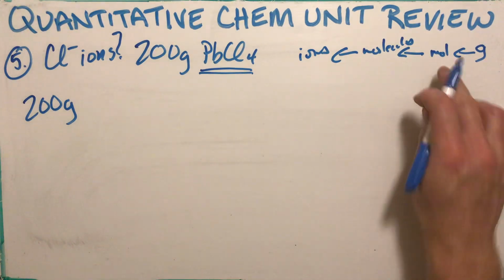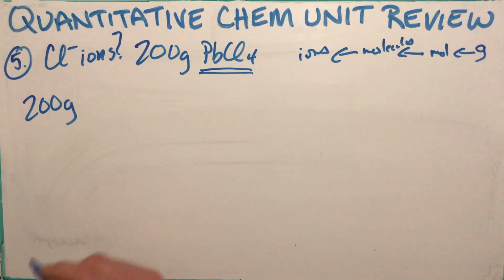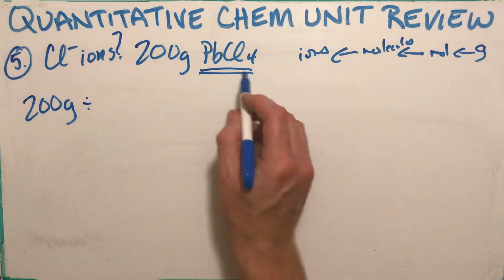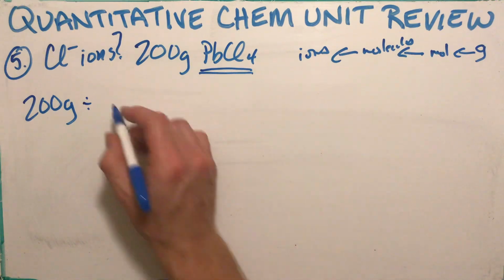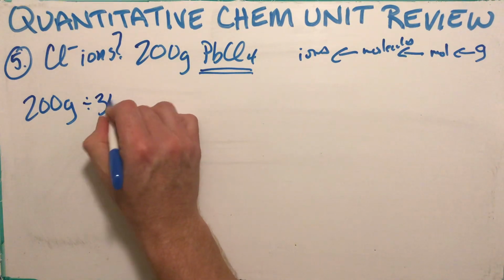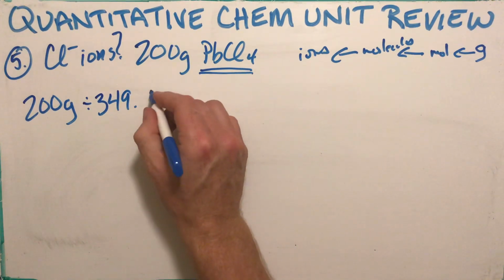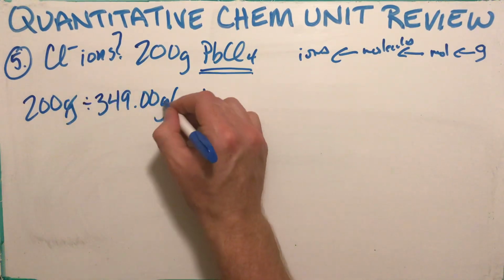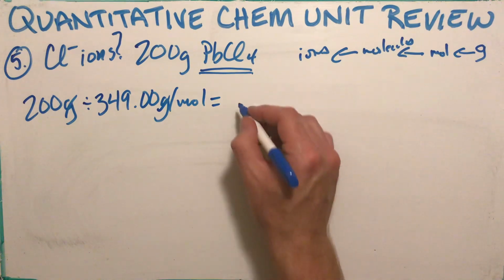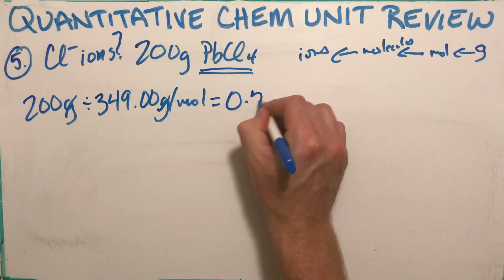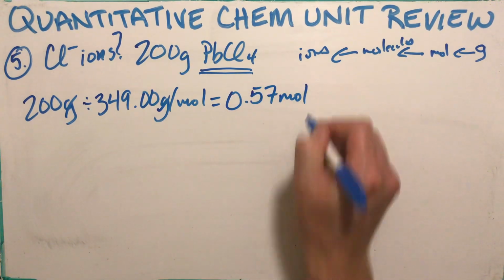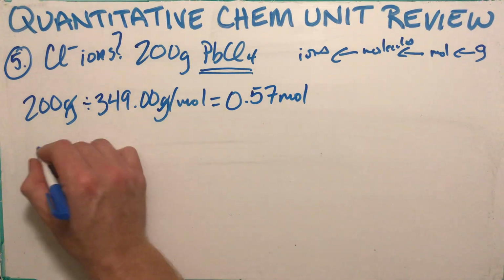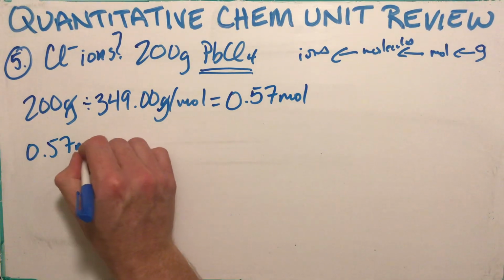So let's do the first step here, grams to moles, and we'll divide it by the molar mass of this molecule, 1 lead and 4 chlorines. When I add up those masses, I get 349 grams per mole. That will cancel out my grams. I'll be left with moles, and it ends up being 0.57 moles.